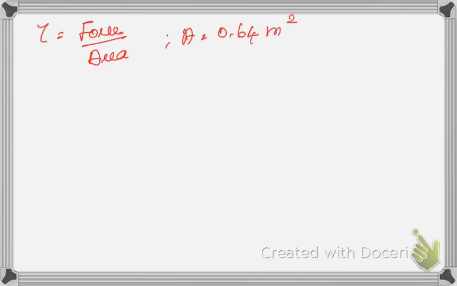What is tau? Tau is nothing but my shear stress. Shear stress is force by area. The formula for shear stress is force by area. The area value we have calculated already in the problem, since they have given that the area of the plate is 0.8 into 0.8, so A is 0.64 meter square. Now we have to calculate the force.